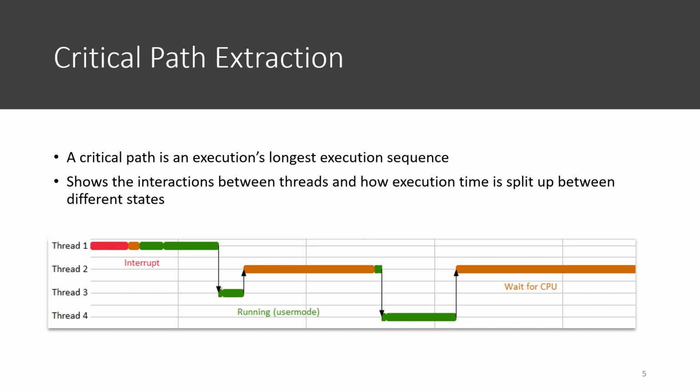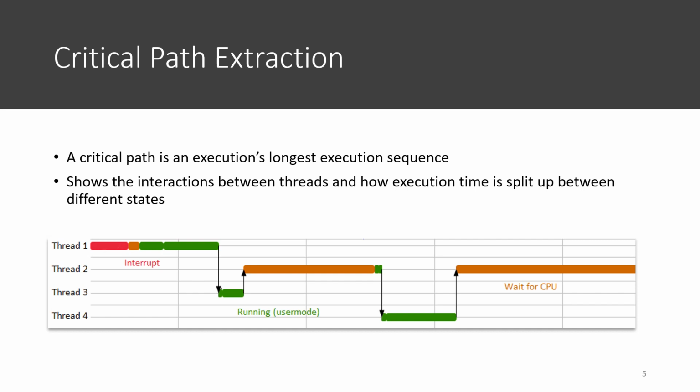And what an execution might be is dependent on the type of software you're monitoring. So it might be a compilation time, it might be a function call, a view rendering, so on and so forth. But once we have each of those executions, we extract each execution's critical path, which is that execution's longest execution sequence. This is very helpful because it shows the interactions between threads, and it also breaks up the execution time and identifies when the execution spent its time in different states.